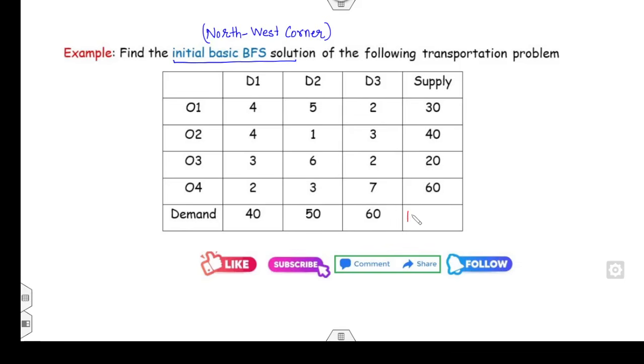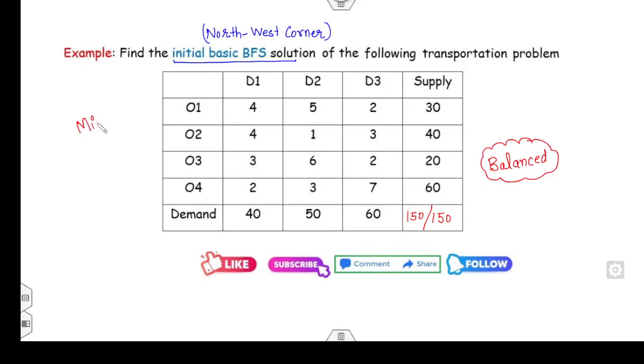What is the sum of the demand? It's 150. What is the supply sum? 40 plus 30 is 70, plus 90 is 160. That means my problem is a balanced problem. Fine, my problem is a balanced problem.